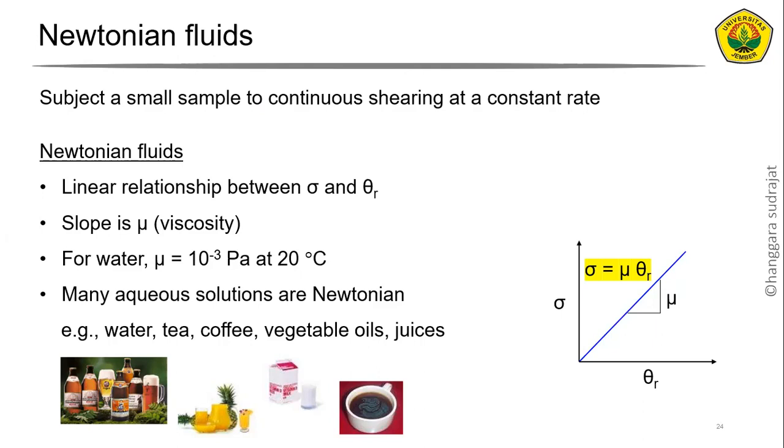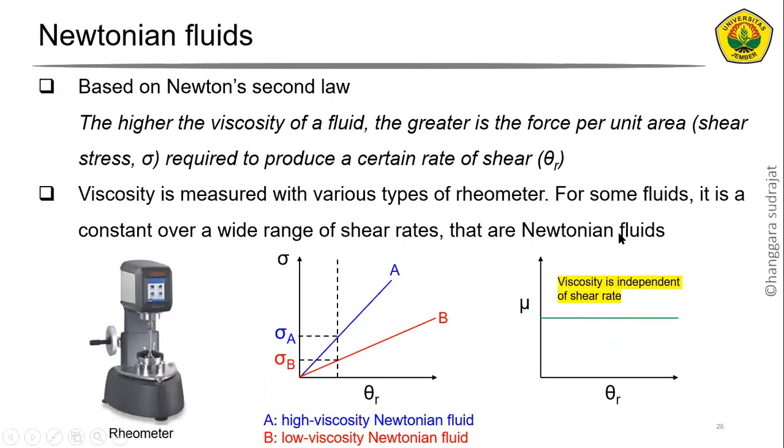Many aqueous solutions are actually also Newtonian. For example, water, tea, coffee, vegetable oil, clarified juice. So the relationship in the case of a Newtonian fluid between shear stress and shear rate is sigma equals mu times gamma dot. This tells us the behavior of a Newtonian fluid in steady shear flow. And based on Newton's law, we can actually conclude that the higher the viscosity of a fluid, the greater is the force per unit area, I mean shear stress or sigma, required to produce a sustained rate of shear, gamma dot.